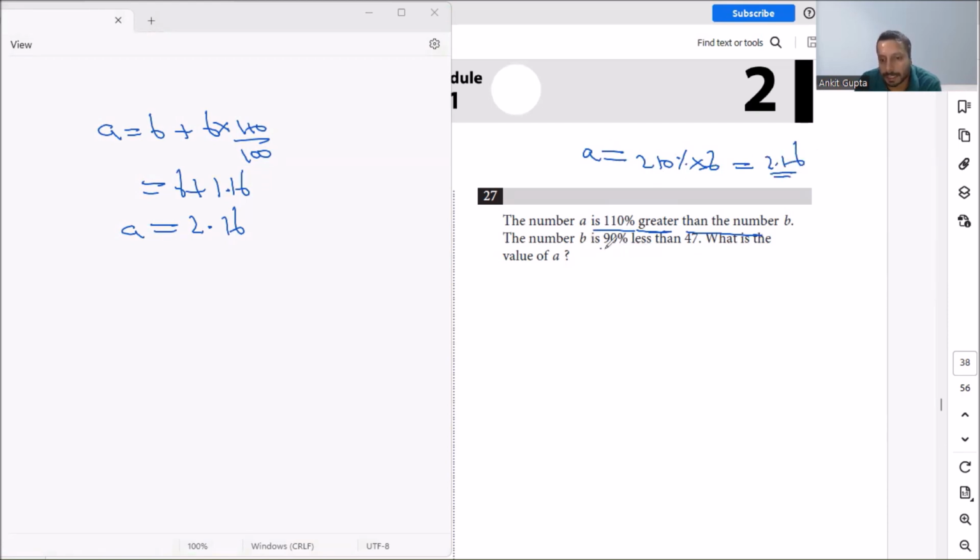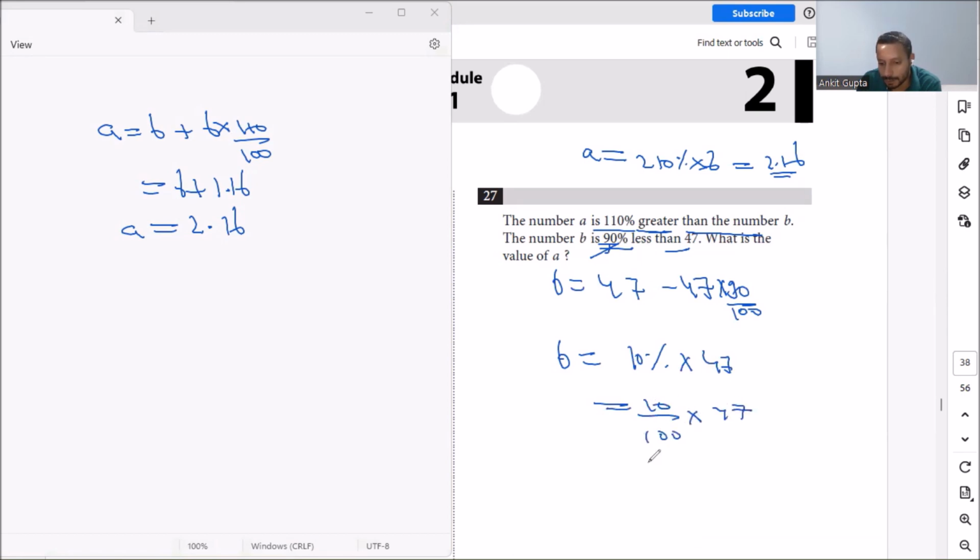The number B is 90% less than 47. That means B is equal to 47 minus 47 times 90 by 100. Or if it is 90% less than 47, you can do 100 minus 90, which is 10%. That means B is equal to 10% of 47, which is 10 divided by 100 into 47, which will be equal to 4.7.